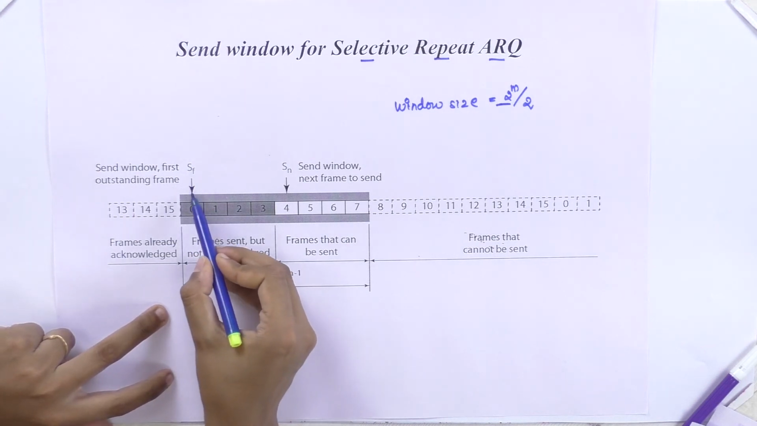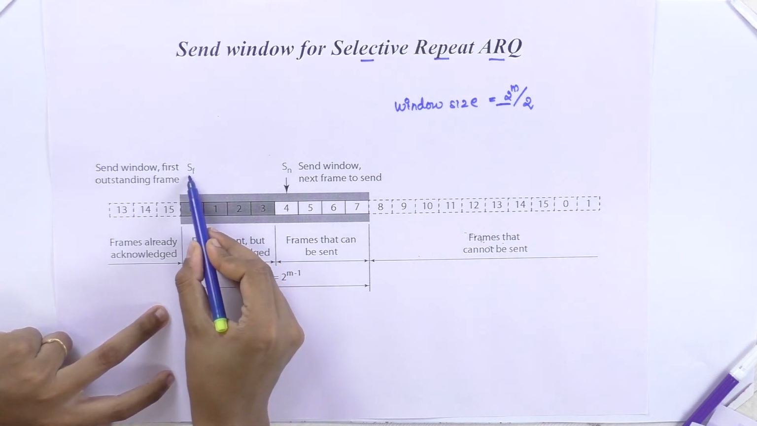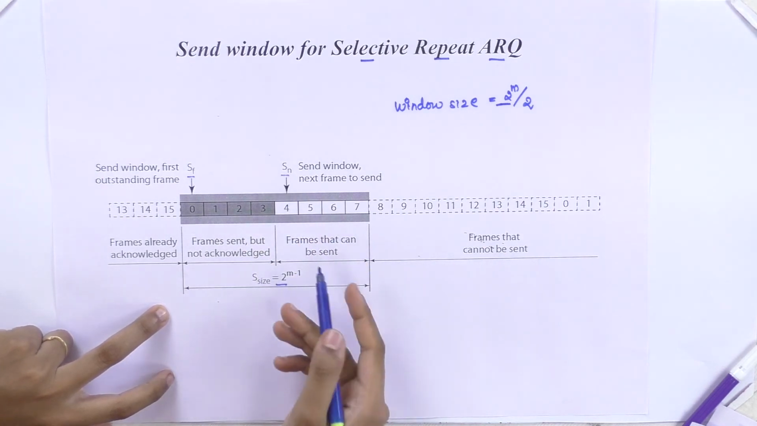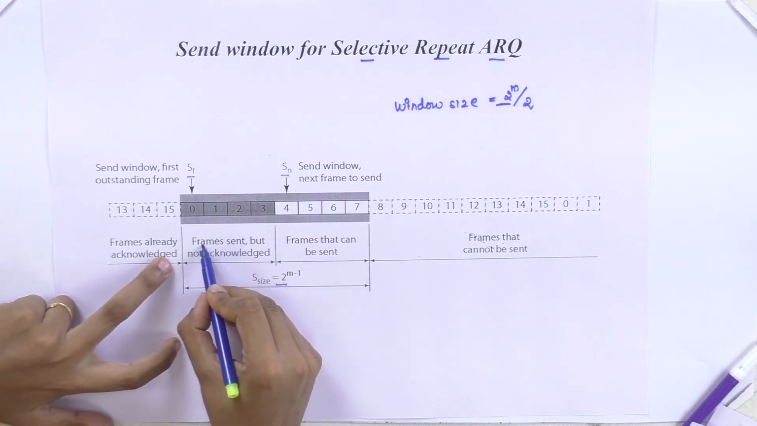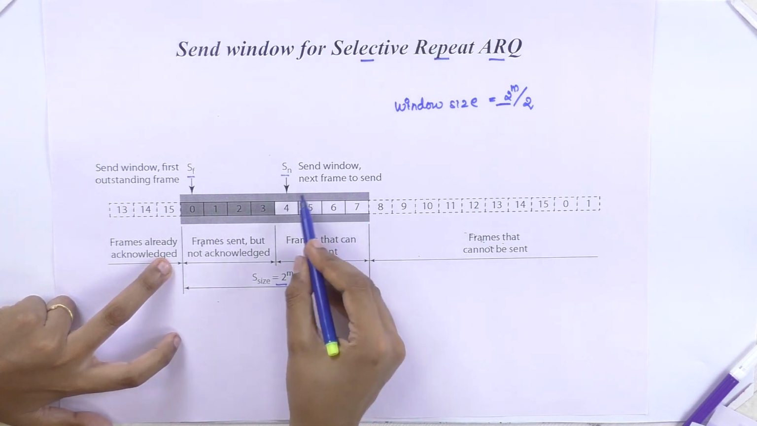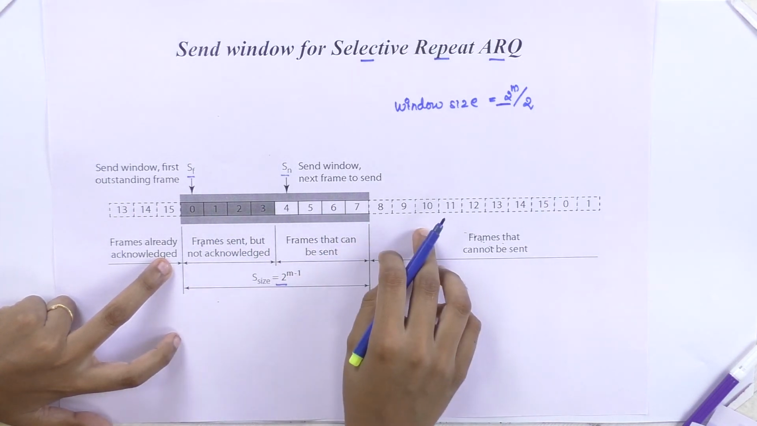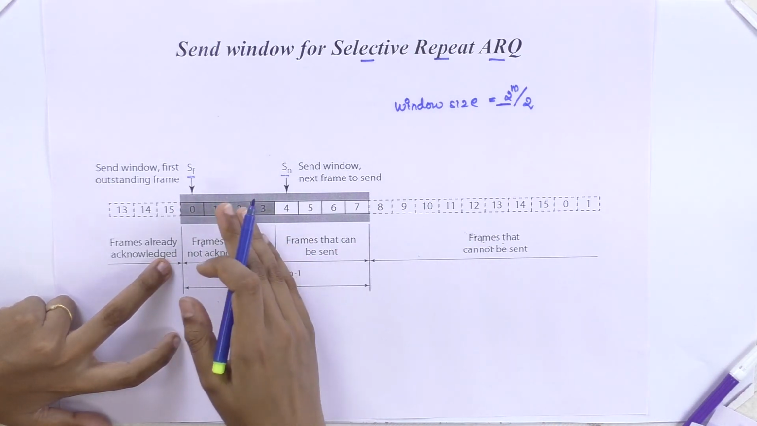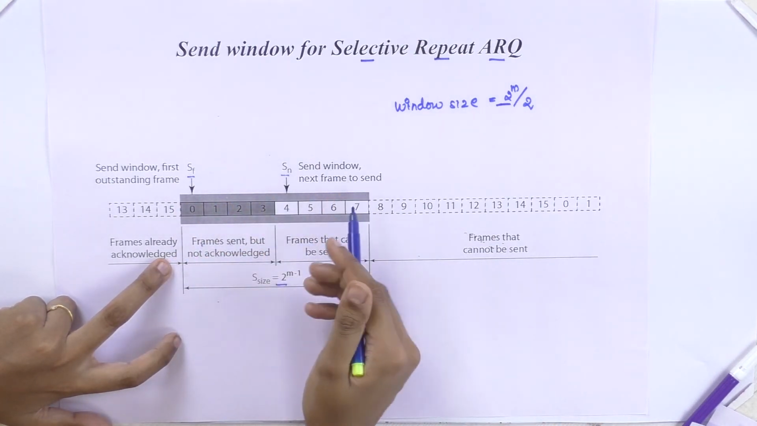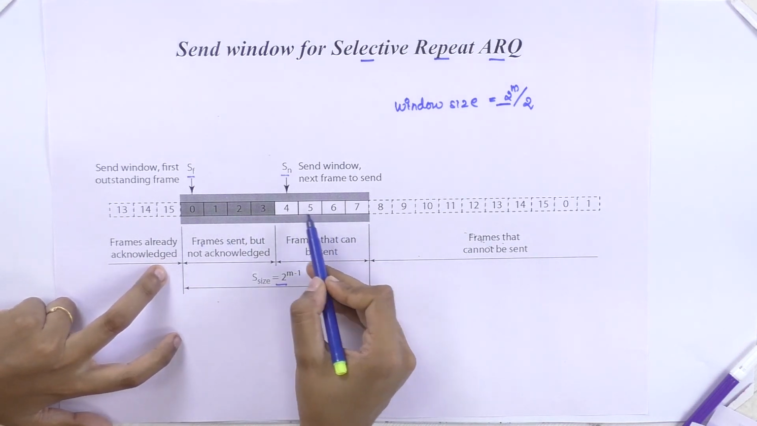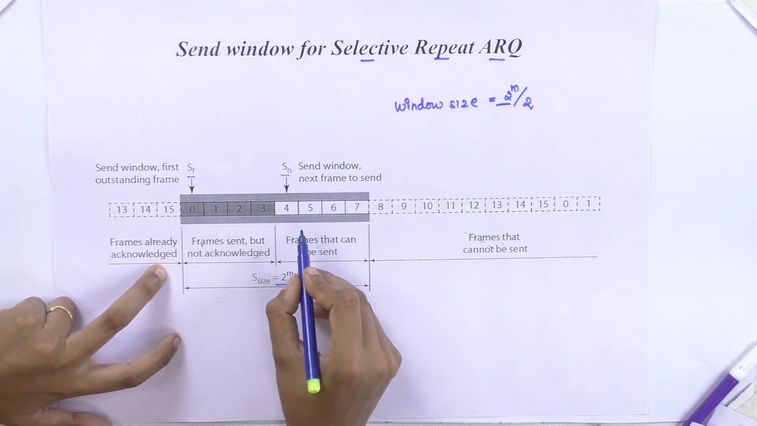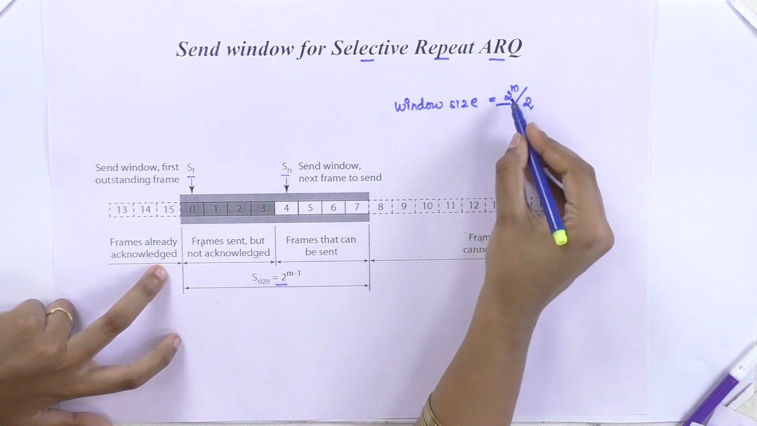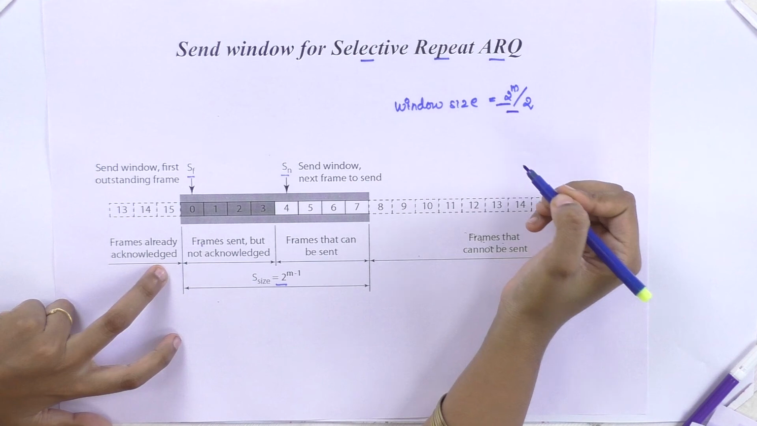So next, all these terminologies like SF, SN, the size, all are common. So now the frames, these are sent and these are yet to be sent, and these cannot be sent, which means that only after receiving this does my window slide. So this is the major concept of your send window, that is, 2 power m by 2 window size.